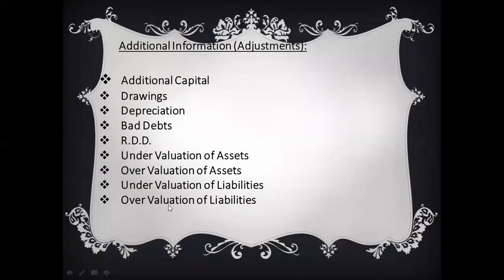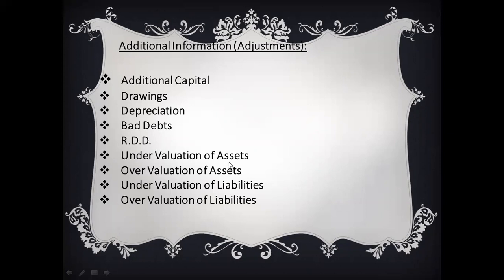Adverting to additional information or adjustments. Additional capital: if a person brings cash or assets in any accounting year, it is known as additional capital and is deducted from closing capital. Drawings: the amount of drawings is to be added to closing capital. Depreciation is to be deducted as a charge against profit or loss. Bad debts should be deducted as not recoverable. RDD is also to be deducted.